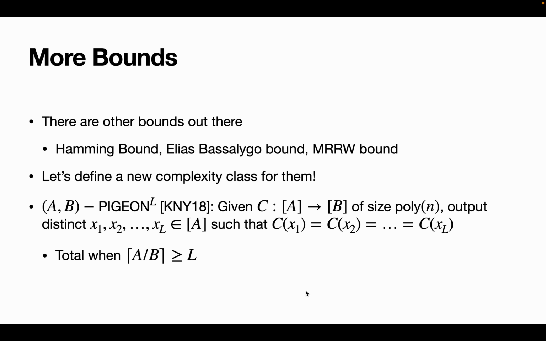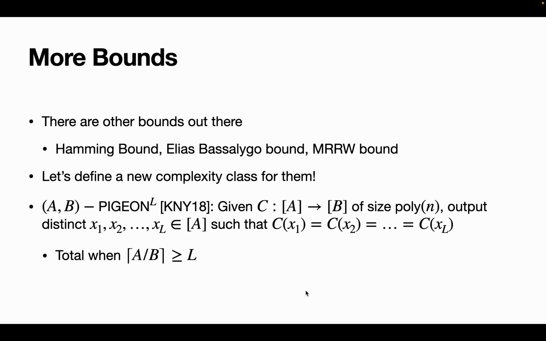We're going to call this AB pigeon L, and it's going to be a generalization of a complexity class already defined in KNY18. I'm going to give you a circuit which has as input integers from 1 to A, and as output integers from 1 to B, and you should output distinct x1 through xl such that x1 through xl form an L-wise collision in C. And notice that this problem is total when the ceiling of A divided by B is at least L. This follows from the generalized pigeonhole principle.